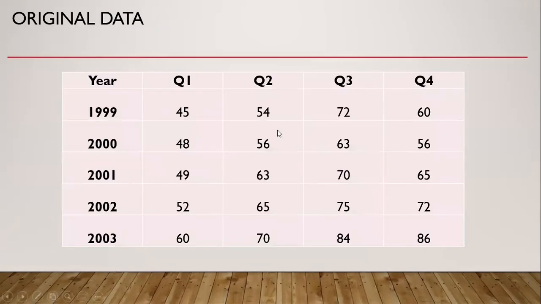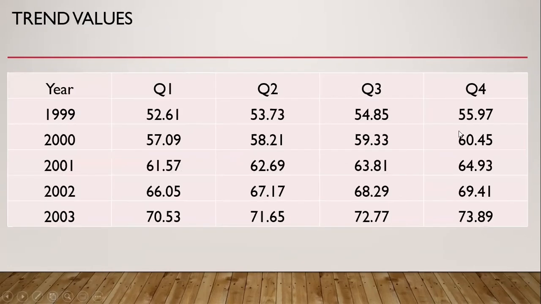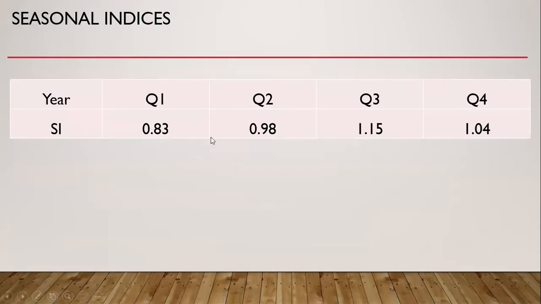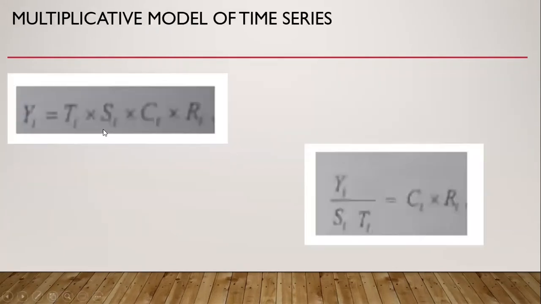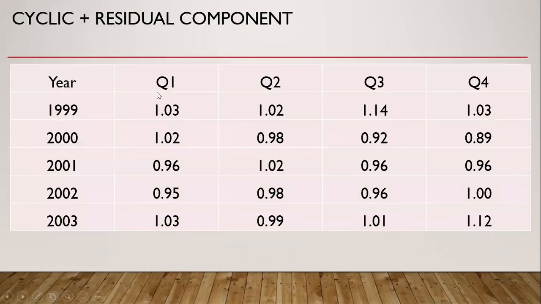Then cyclic component. Cyclic component can be easily arrived at by using the multiplicative model. This is our original data. These are the trend values. These are the seasonal indices. And if we divide original data by multiplication of trend values and seasonal indices, we can arrive at the cyclic plus residual component. So this is the cyclic plus residual component.